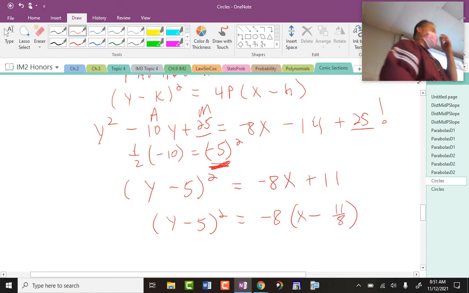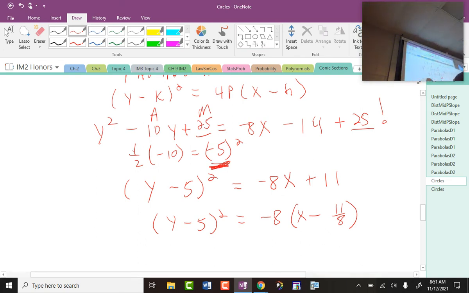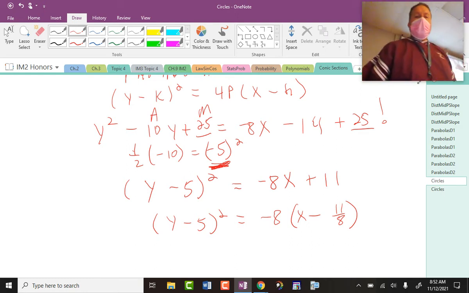And why is it negative? Because I pulled a negative out. Good distributors are good factors. If I throw that -8 back in, -8 times negative is positive. The 8's cancel, and I end up with 11. So that's why that's 11/8 there, minus.